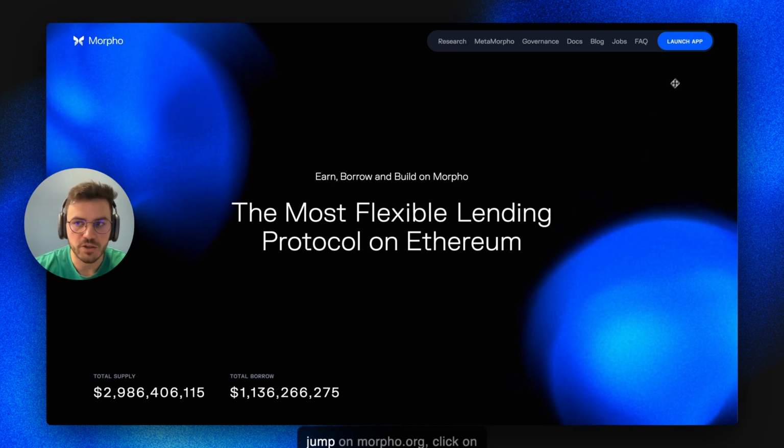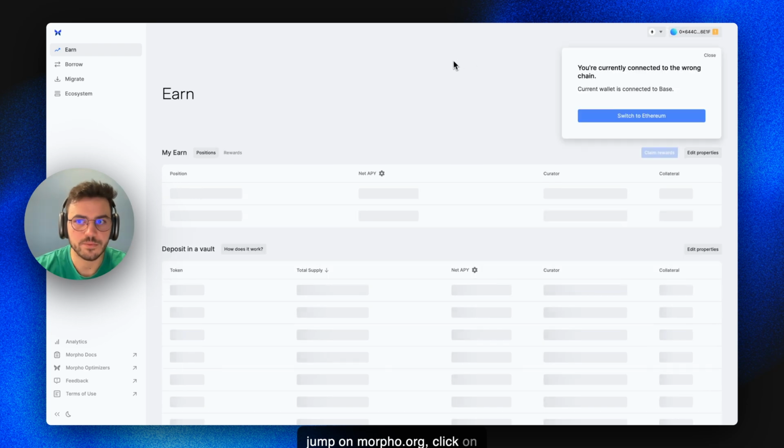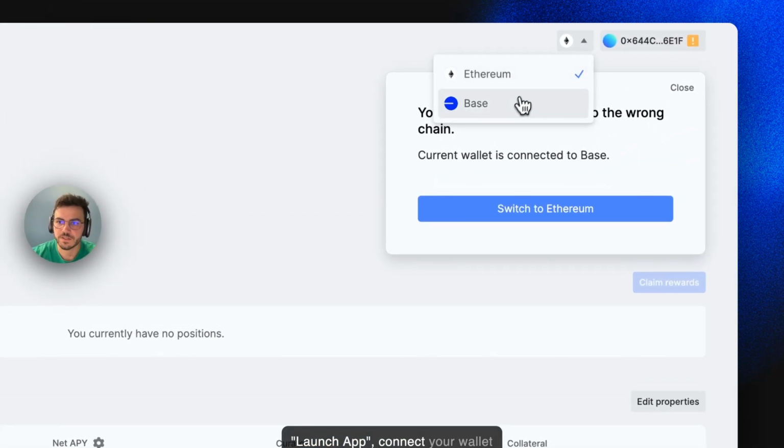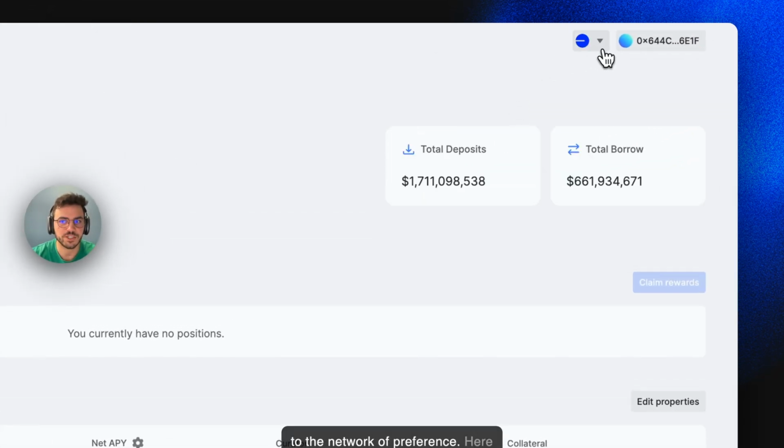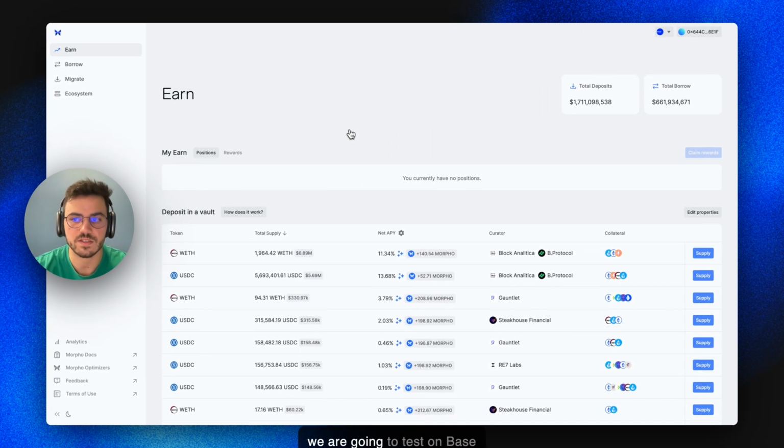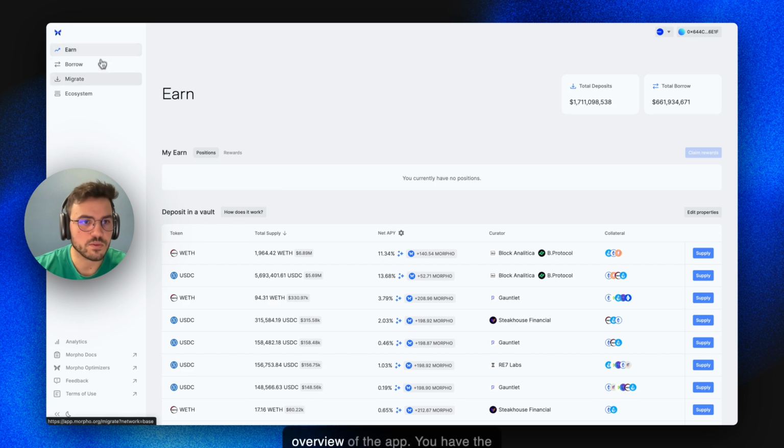Today we are having a quick tour of the Morpho interface. First, jump on morpho.org, click on Launch App, and connect your wallet to the network of preference. Here we are going to test on Base network. First, here is a quick overview of the app.